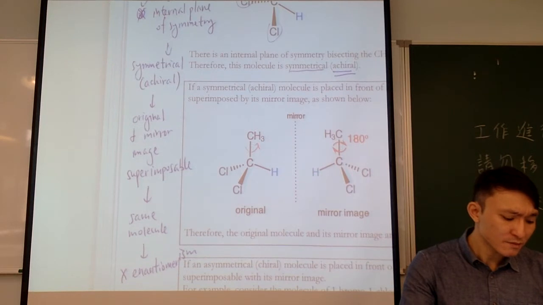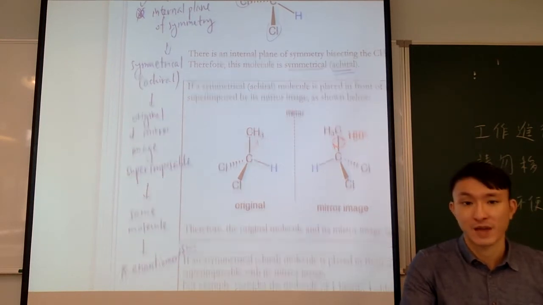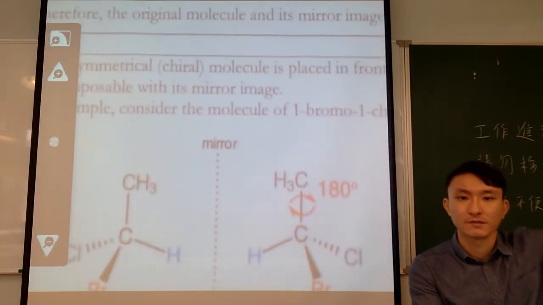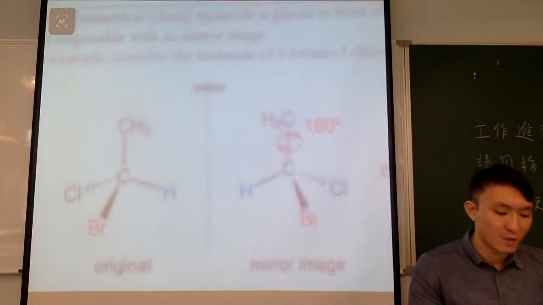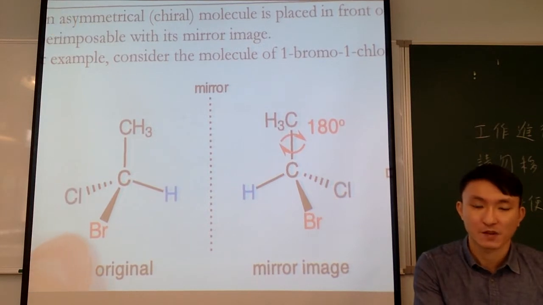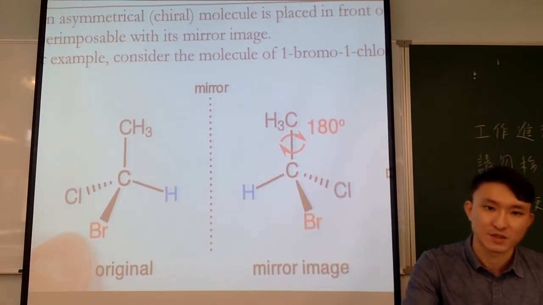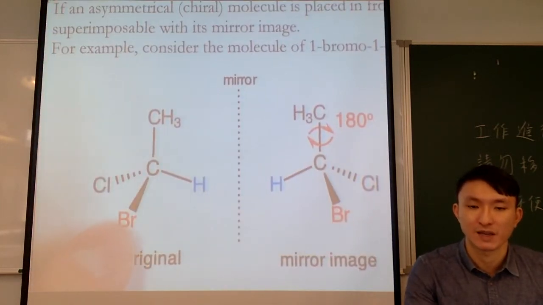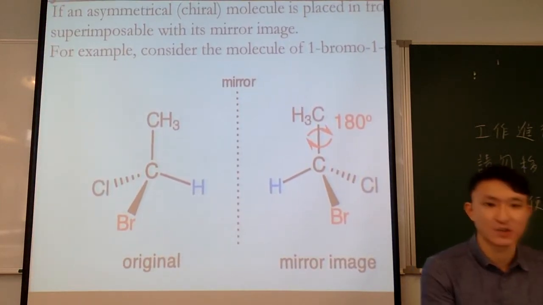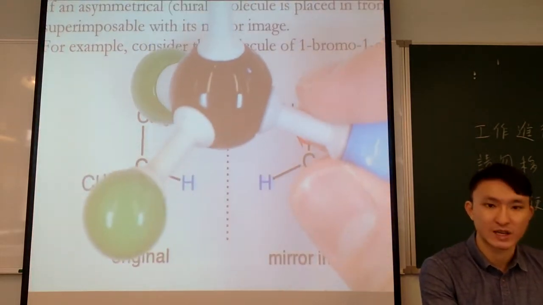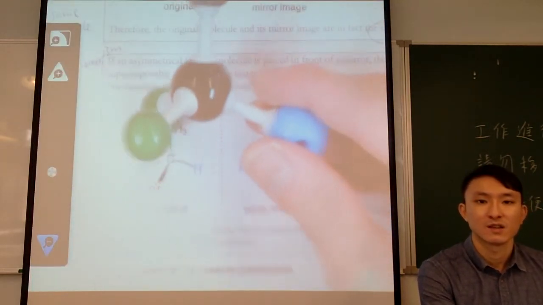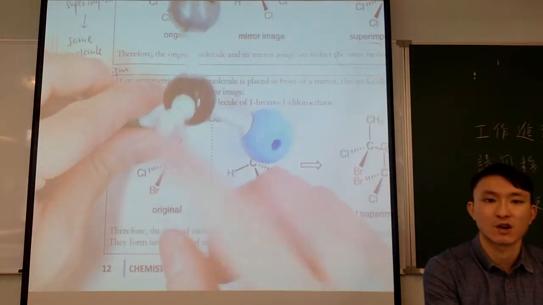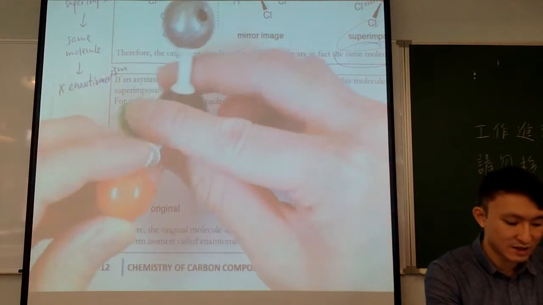Now, what if we had another situation here? Look at this one. This time, what we're trying to do is replace one of the chlorine atoms with a bromine atom. You see here, this one has 2 Cl atoms. Now I just replace one of them with Br. Let me show you with the model. We take away the chlorine, and now we stick in the bromine.